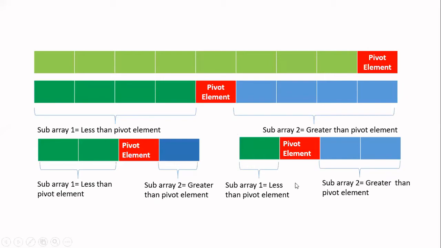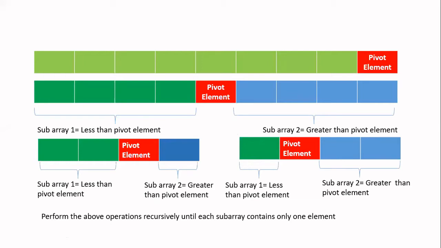Okay, likewise you have to proceed further. In this diagram, the green part contains only one element, so you will not divide this further, whereas the blue part contains 2 elements, so you will divide that further and find the solution. When we proceed like this, this type of algorithm is known as divide and conquer. Now, you have to perform the above operations recursively until each subarray contains only one element. Right? So this is the basic.